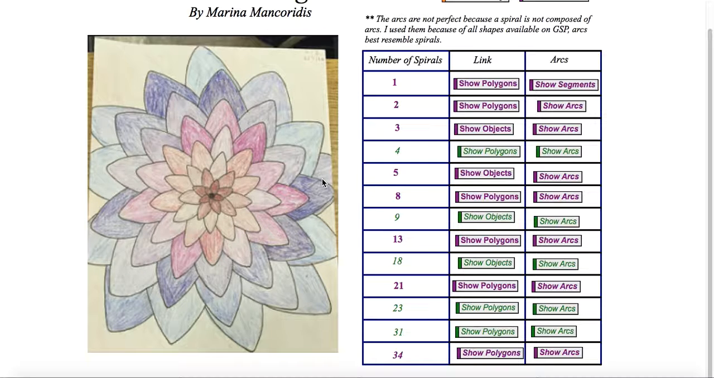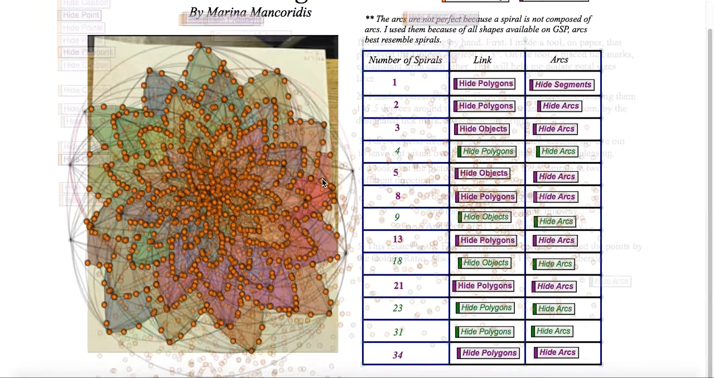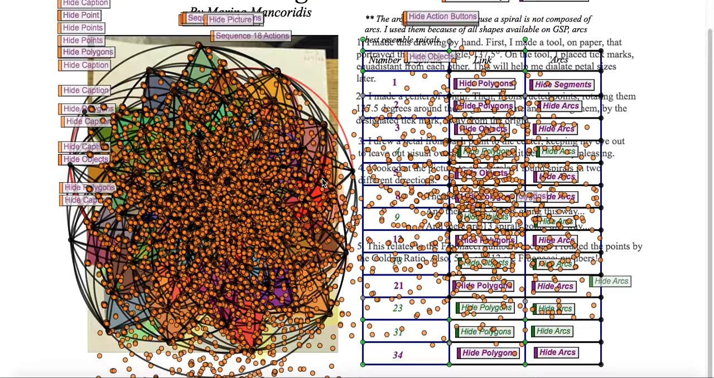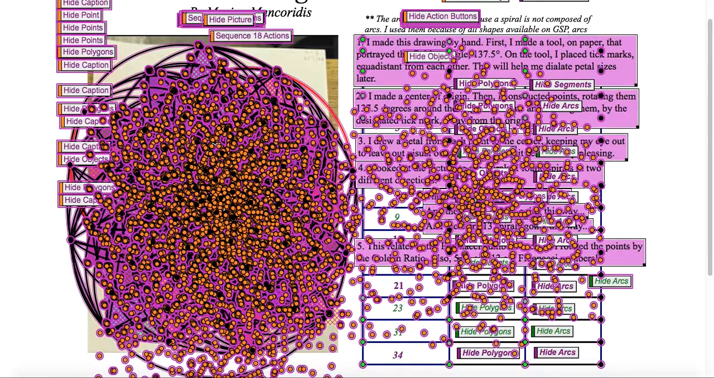Hold on. Here it is. Took a while to load. Here are all the dots that I had to make to place to make the diagram and the table that you'll see on your side. I'm going to hide it again.